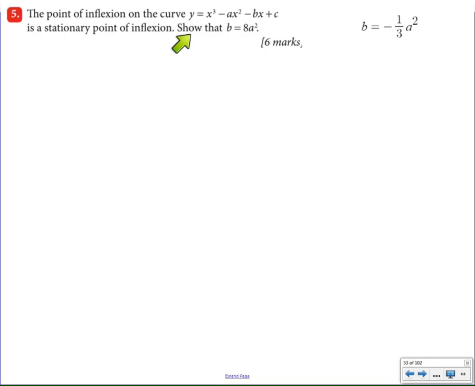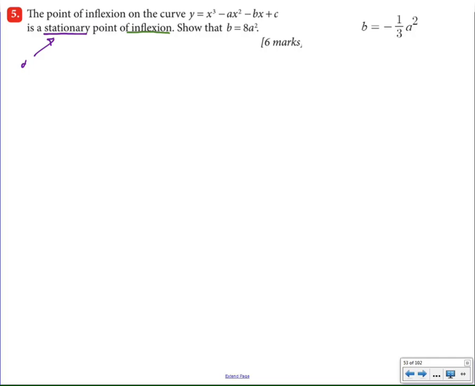The book asked us to show that b is equal to 8a squared, but after we reviewed this, we discovered that it's actually b is equal to negative 1/3 a squared. Pretty significant. I put this into Desmos to check, and it turns out the book's version is in fact wrong, and this does in fact work, and so I'll demonstrate that as we go. Suffice it to say, however, that even if this or this is true, the way that you do this problem, the setup, is going to be the same no matter what.